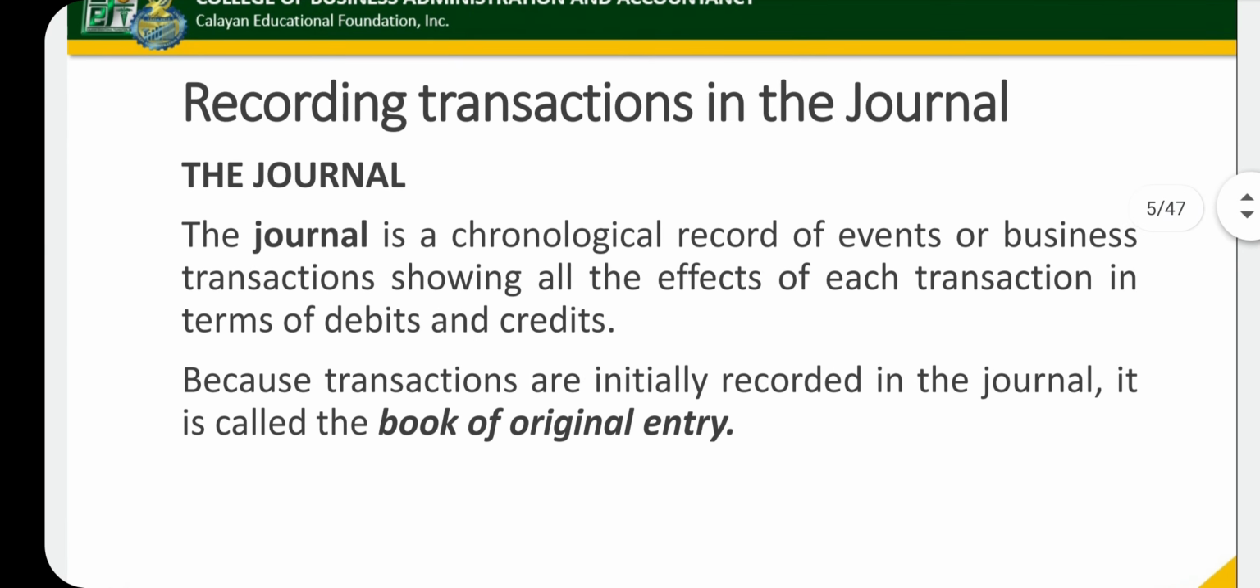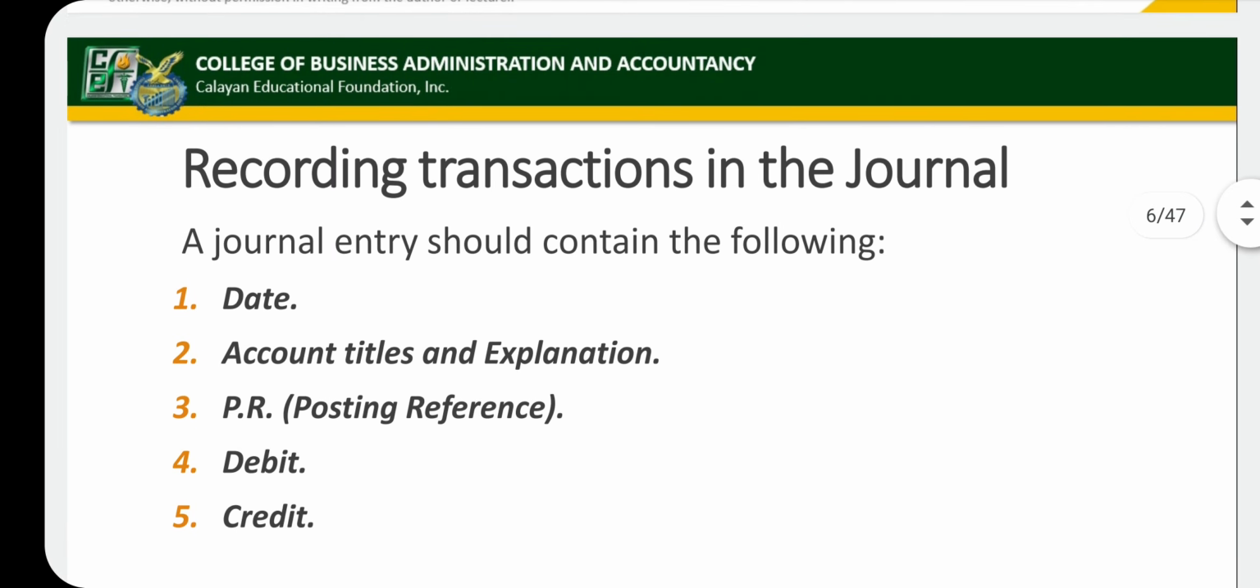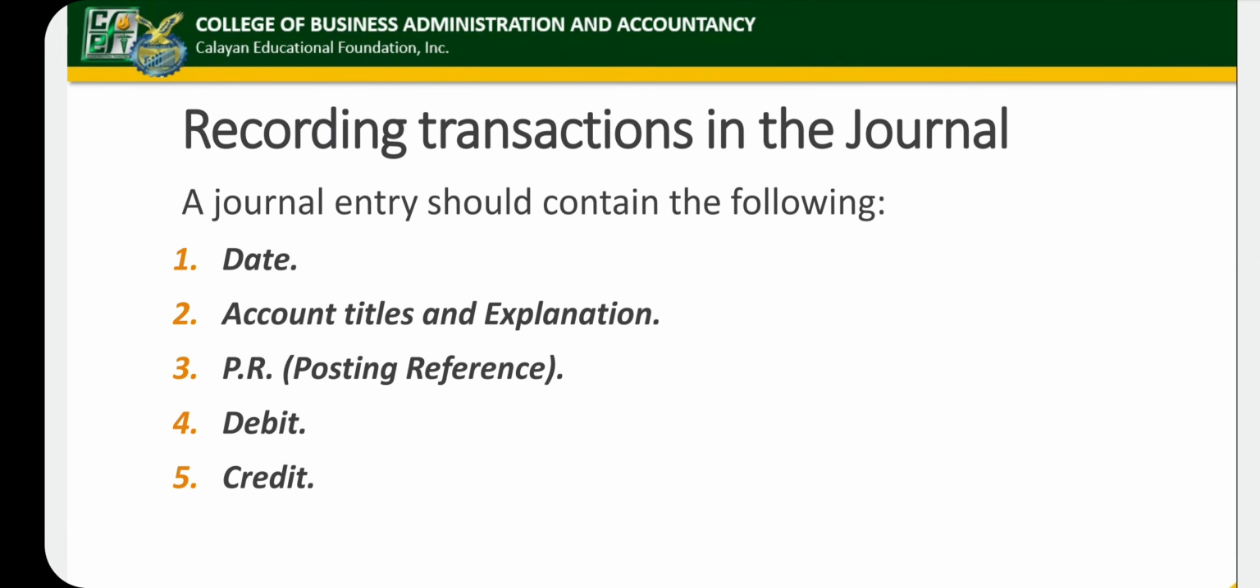Next is, what is a journal? As I have mentioned earlier, the journal is also called the book of original entry because we first record our business transactions to a journal. Okay, so the journal is a chronological record of events or business transactions showing all the effects of each transaction in terms of debits and credits. So because transactions are initially recorded in the journal, it is called the book of original entry. So again, we're going to record all the business transactions initially in the journal.